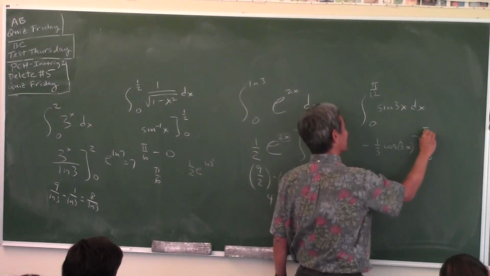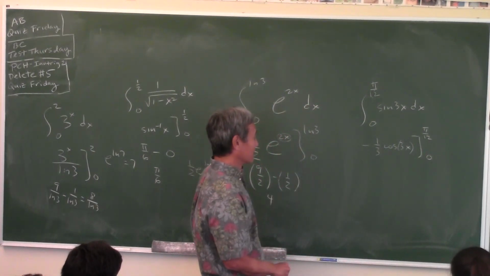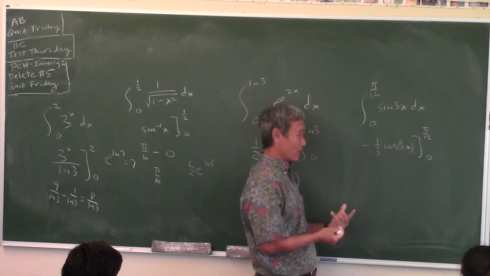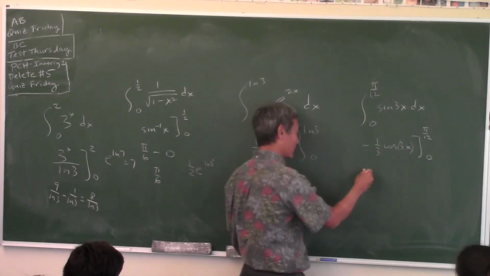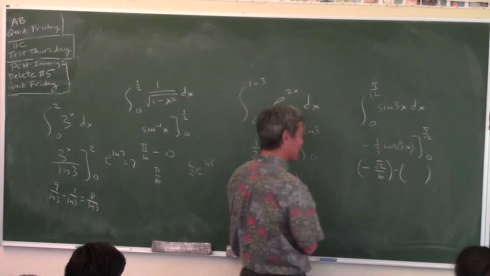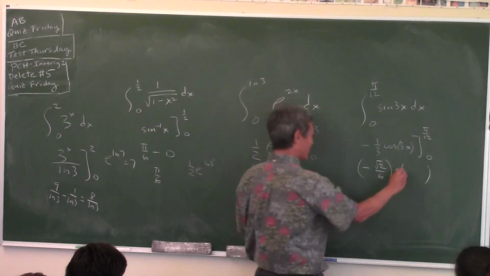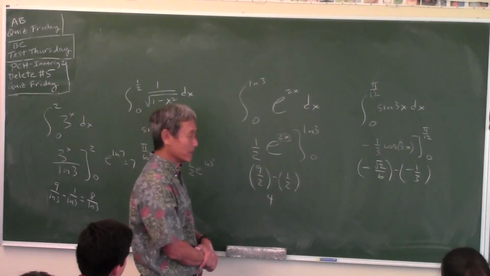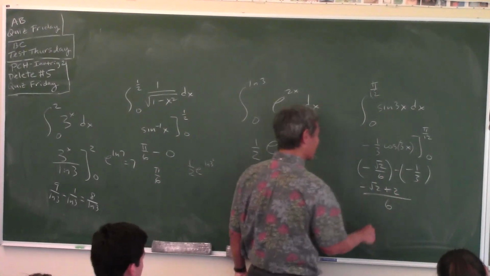From 0, but then here's the hard part for you guys. Plug in the top number. 3 times pi over 12 is pi over 4. Cosine of pi over 4 is root 2 over 2 times negative 1/3. Negative root 2 over 6. Okay, minus, plug in the bottom number. Cosine of 0 is 1, 1/3. So you get negative 1/3, and I will leave the simplifying to you. Just make a least common denominator. Okay, I'll do it then. Over 6, negative root 2 plus 2. There you go.